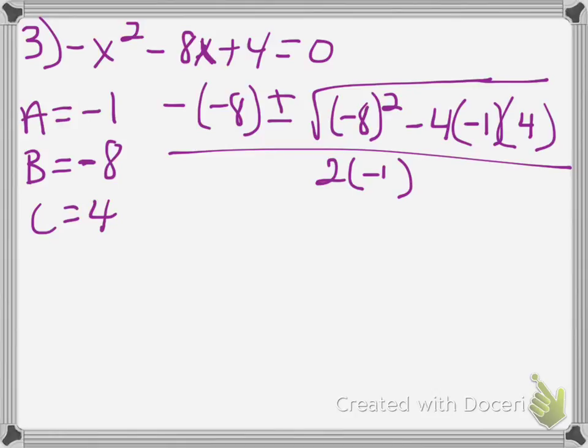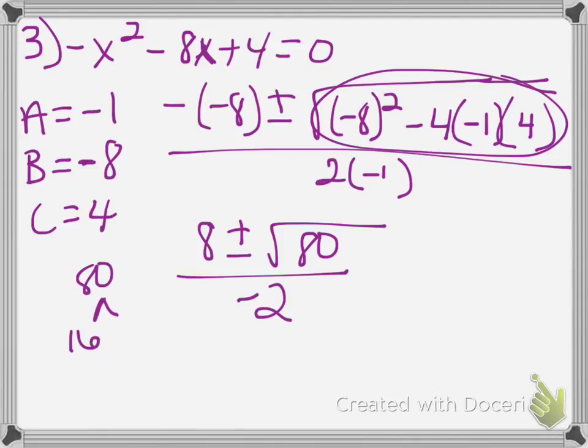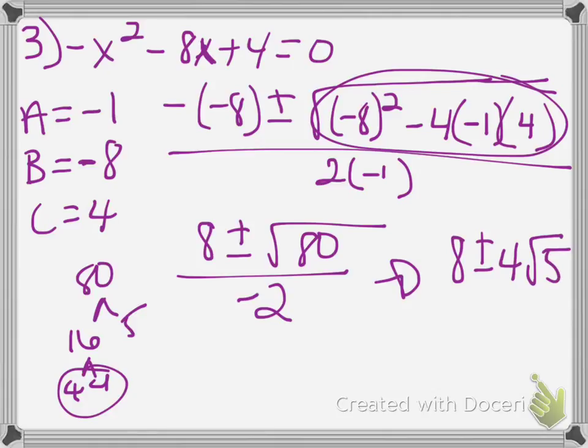Okay, so the opposite of negative 8 is a positive 8. Plus or minus, and I'm going to go through the motions and do negative 8 squared minus 4 times negative 1 times 4, and I get 80, all over 2 times negative 1, which is negative 2. Okay, so let's see if I can break up that 80. I can do 16 and 5, 4 and 4. I've got the 4s that I can take out, so I'm going to take out that 4. So I get 8 plus or minus 4 square root of 5 all over negative 2.